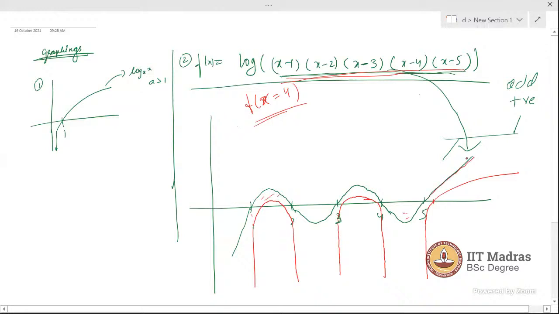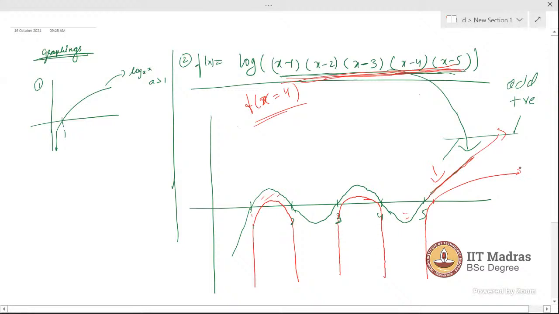Look at this part. This is the graph of whatever is there inside, right? This blue color, isn't it? After 5, whatever value you put, it will always give you a positive value, right? After 5, no matter what value you give, like 6, 7, 8, 9 up to infinity, it will be increasing only, right? So when you take log of an increasing function, the log will also be increasing, isn't it?